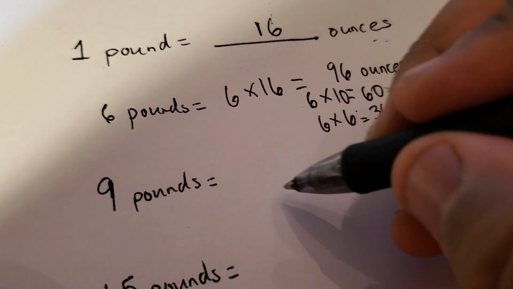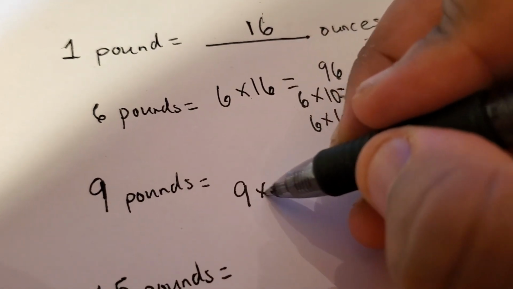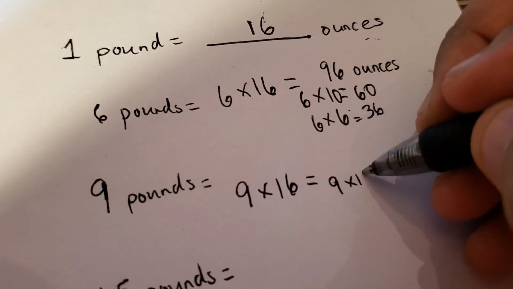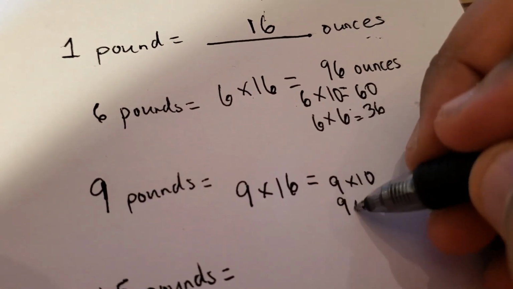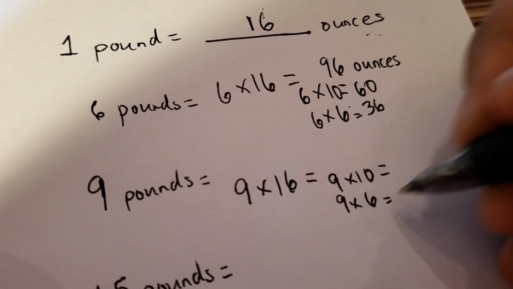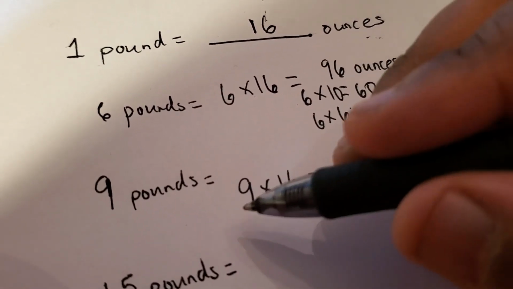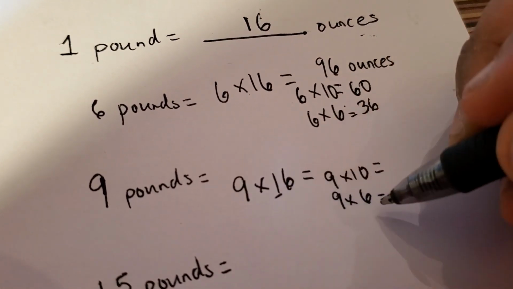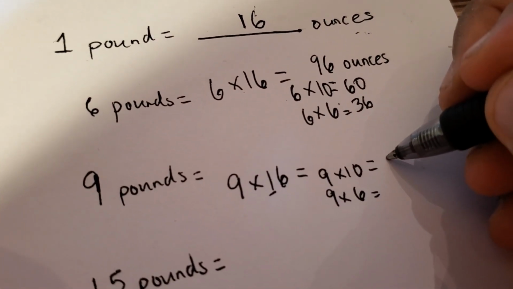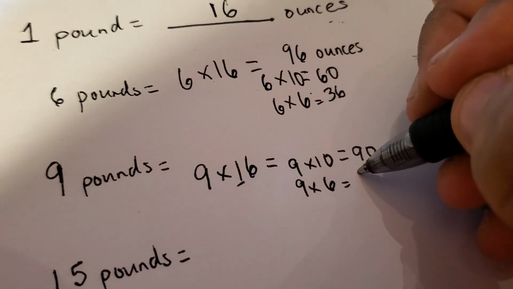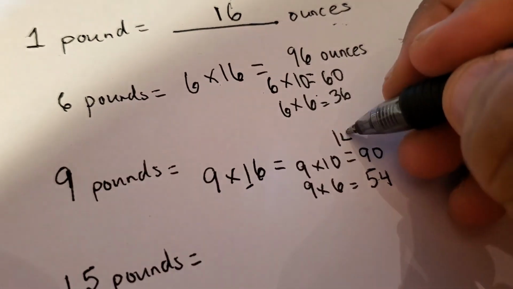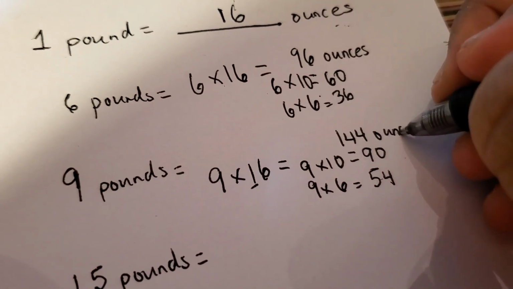All right, 9 pounds, that'll be 9 times 16. So I could do the same thing. I could do 9 times 10 and 9 times 6. See how I split that up? The 10 comes from this 1 and the 6 comes from the 6. Well, 9 times 10 is 90 and 9 times 6 is 54. So if I add these two parts together, that's 144 ounces.